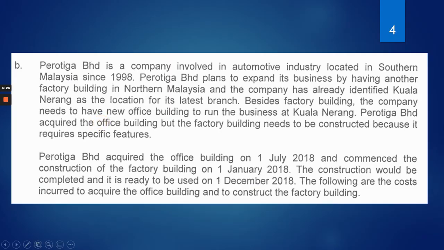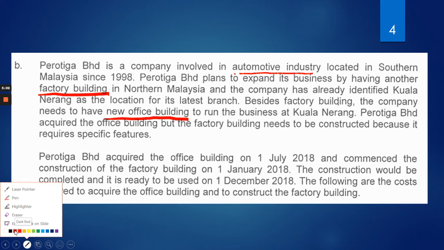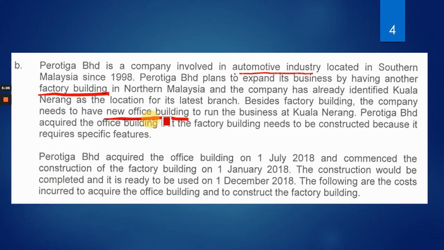Next one. Perotiga is a company involved in the automotive industry. So that is the principal business of the company. It is located in southern Malaysia, and they plan to expand the business by having another factory building in northern Malaysia. And they have identified the location for the latest branch. And besides the factory building, the company also needs a new office building to run the business. So a new office building here, right? A new office building that is needed to run the business.